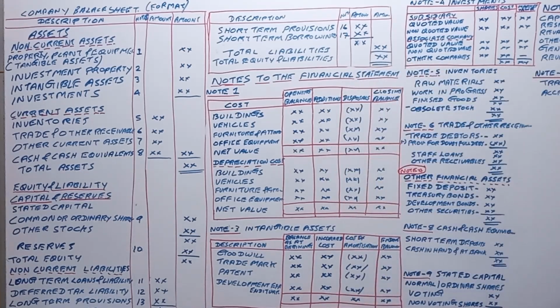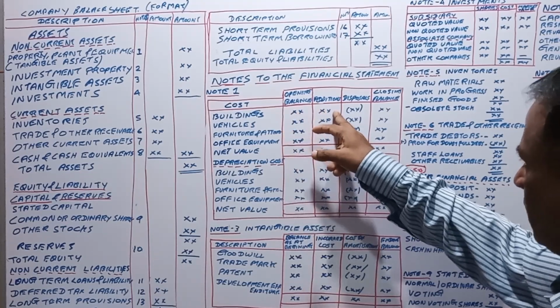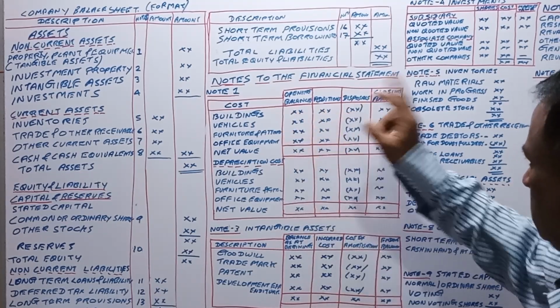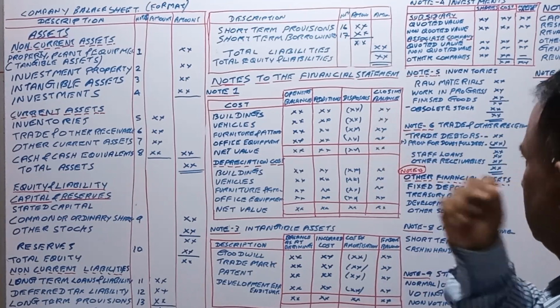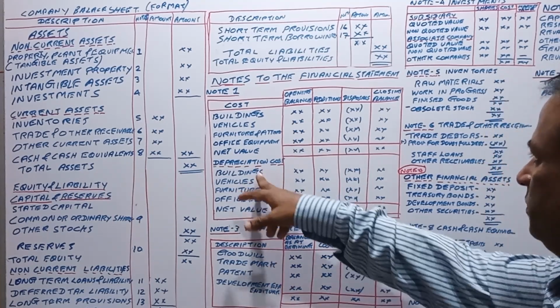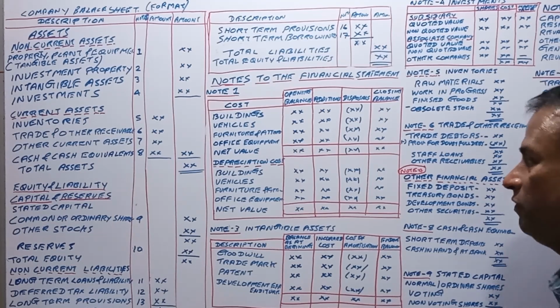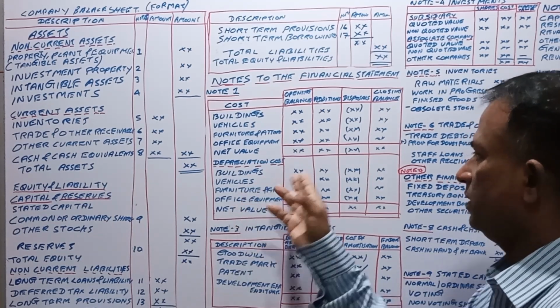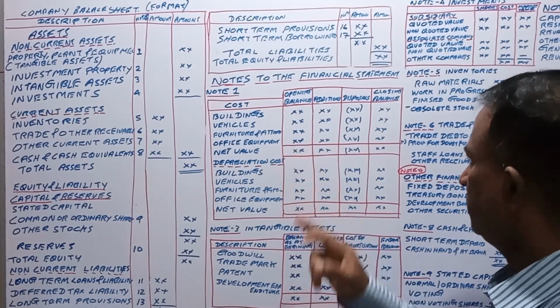Right. So with the opening balance, you add the additions, deduct the disposals, then you will get the closing balance. That is what we have mentioned here. Here, depreciation cost, that means depreciation of each and every item we have given out. Opening balance, that is accumulated depreciation.